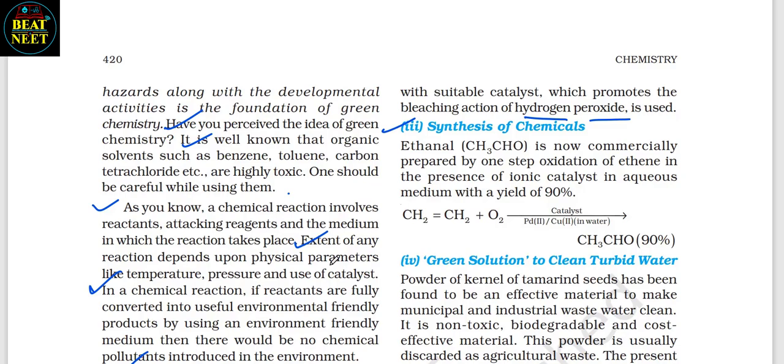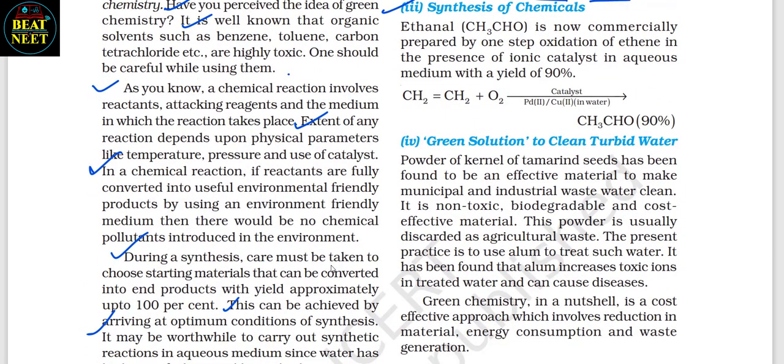Number 3. Synthesis of chemicals. Ethanol is now commercially prepared by one-step oxidation of ethene in the presence of an ionic catalyst in aqueous medium with a yield of 90%. CH2=CH2 plus O2, in the presence of catalyst Pd and Cu in water, forms CH3CHO, 90%. Number 4. Green solution to clean turbid water.